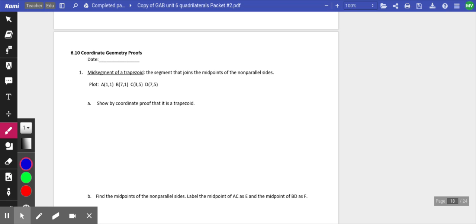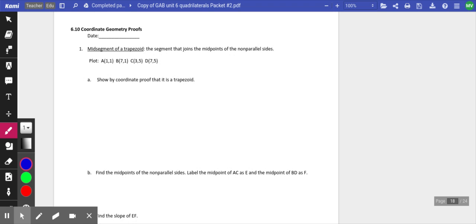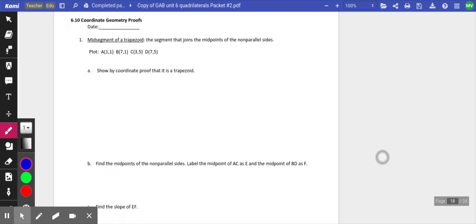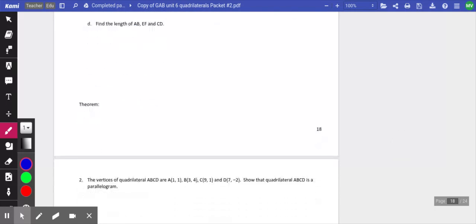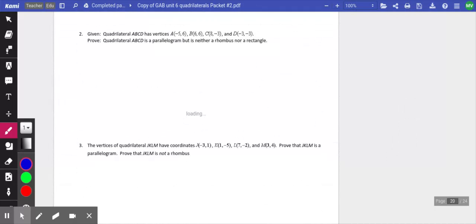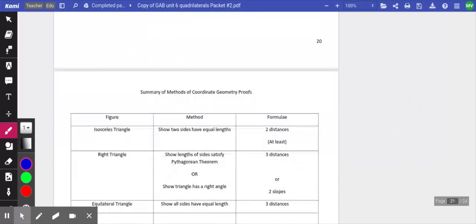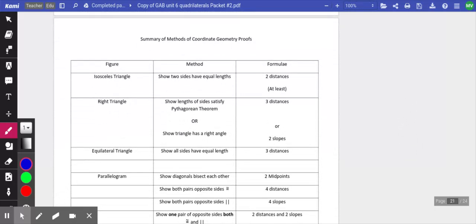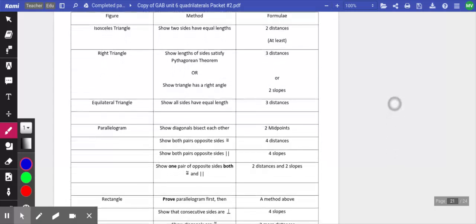Hello, everyone. Today we're going to talk about coordinate proofs and apply them to quadrilaterals. So the first thing I'm going to point out to you is, I'm going to scroll to page 21 and 22 in your packet. On pages 21 and 22 is this great chart that helps you see the different ways we can prove certain things in coordinate geometry.